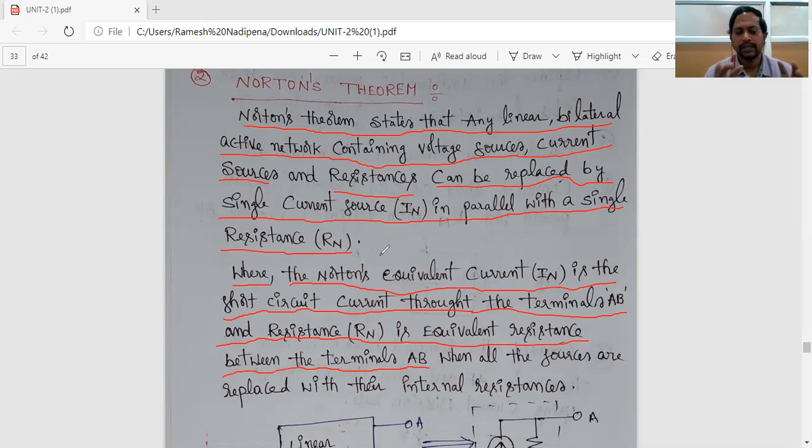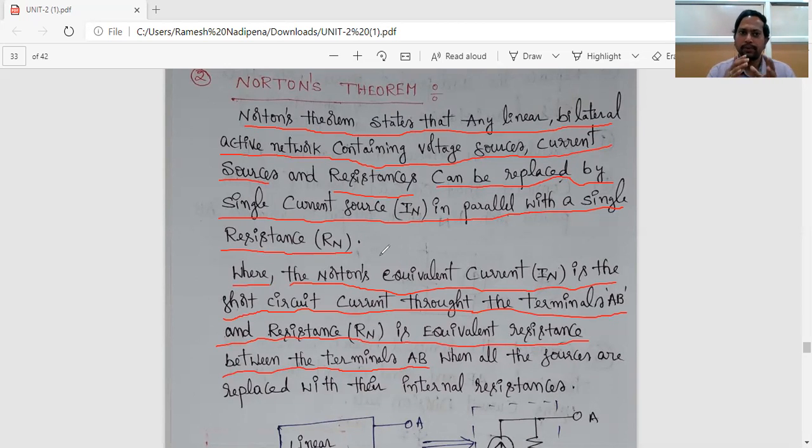So as per the statement, any linear bilateral active two-terminal network can be replaced by a single current source in parallel with a single resistance. In case of Thevenin's theorem, that entire network can be replaced by a single voltage source in series with a single resistance, right? In case of Norton's theorem, the entire complex network can be replaced by a single current source in parallel with a single resistance, where the single current source is the short circuit current through the terminals AB and the single resistance is the equivalent resistance across the terminals AB, right?